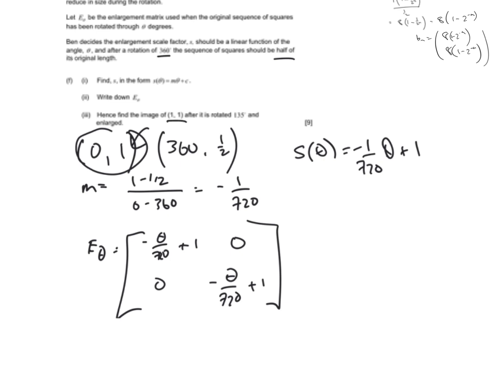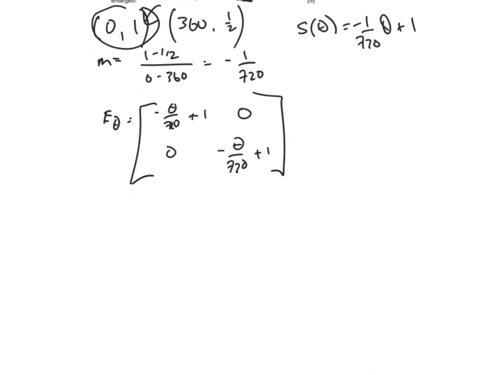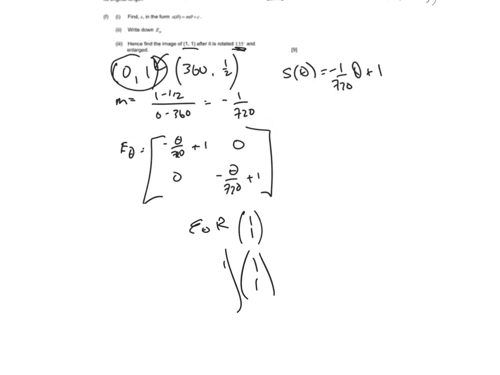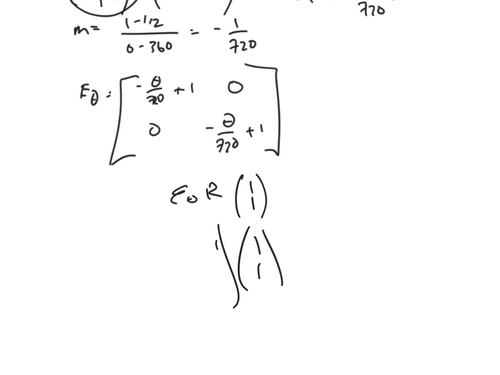Hence, find the image of (1, 1) after it's rotated 135 and then enlarged. Well, if I'm going to take my point (1, 1), I'm going to rotate it and then I'm going to enlarge it in that order. So (1, 1), my rotation matrix of 135 degrees using is cosine 135, sine 135. Let me tidy that up a bit.